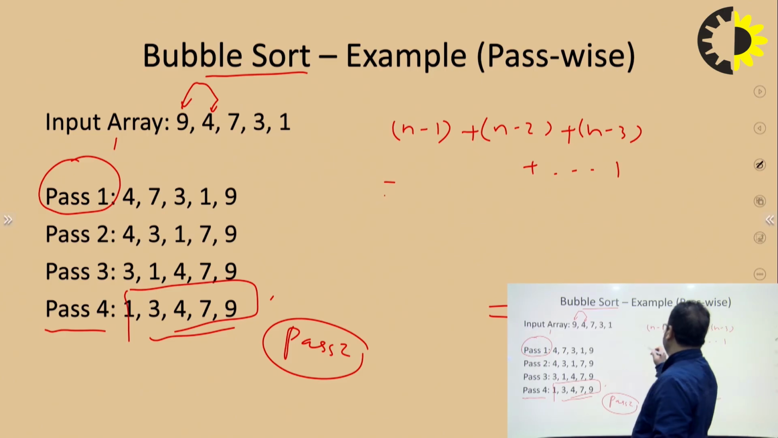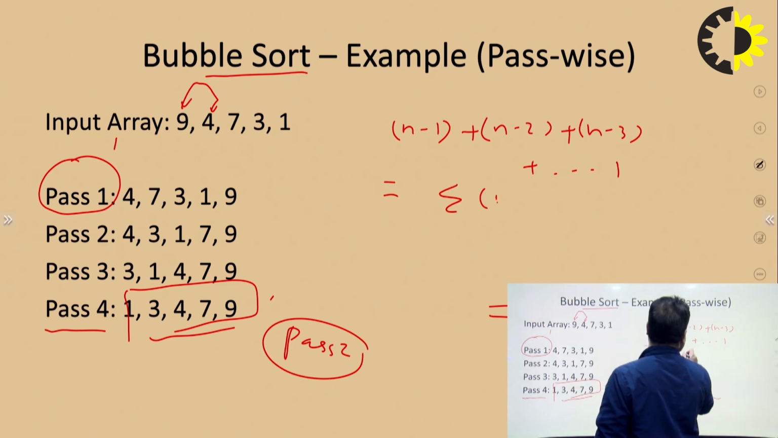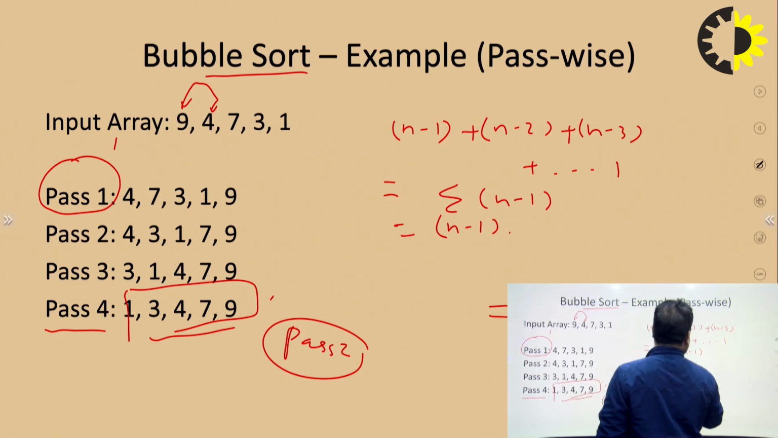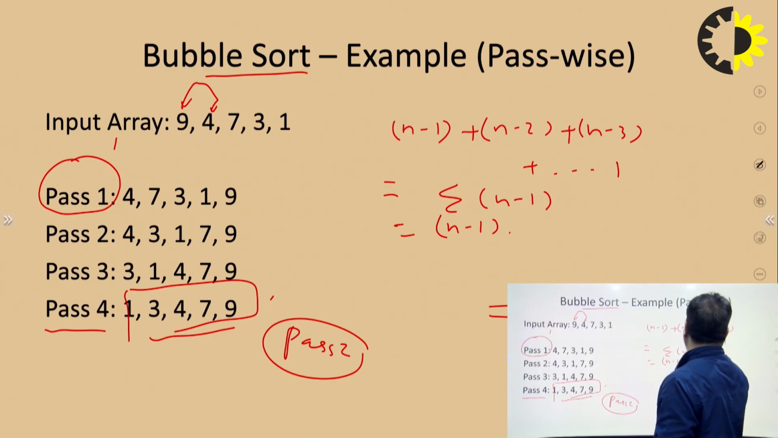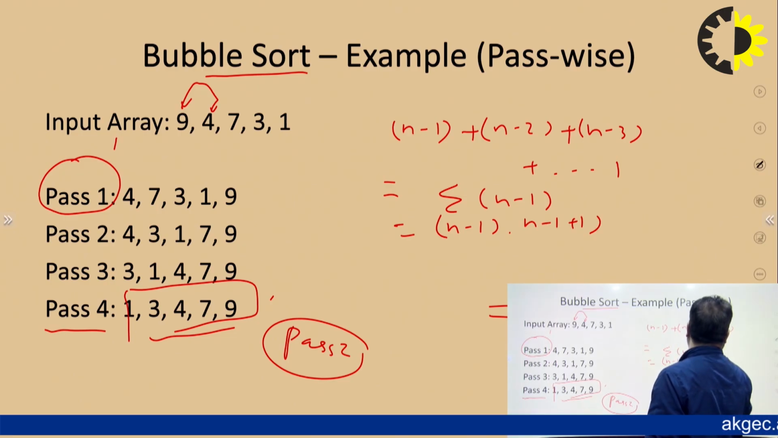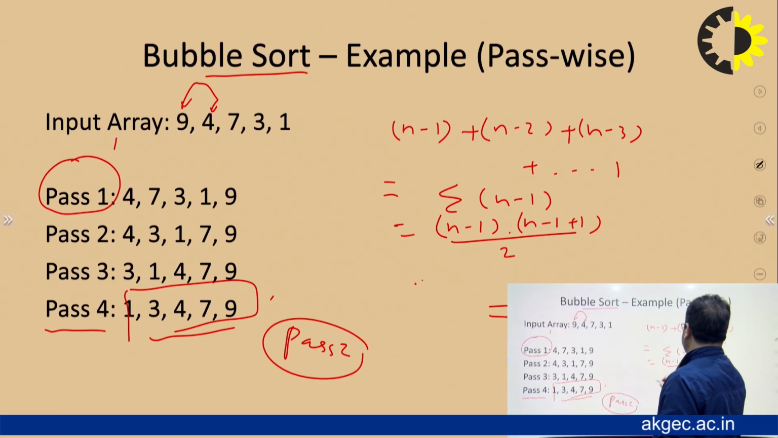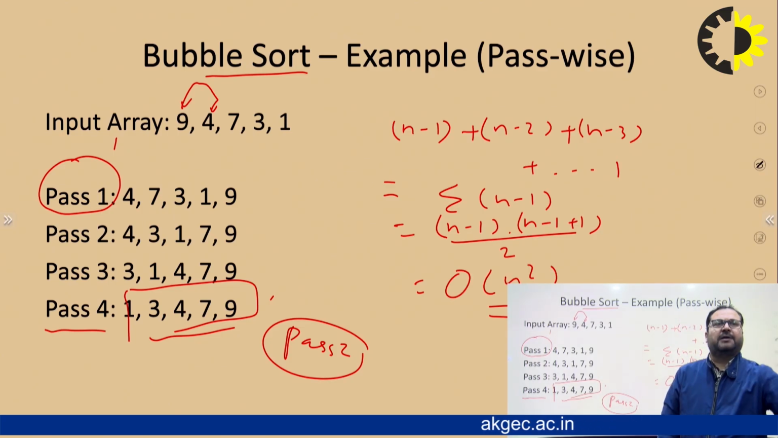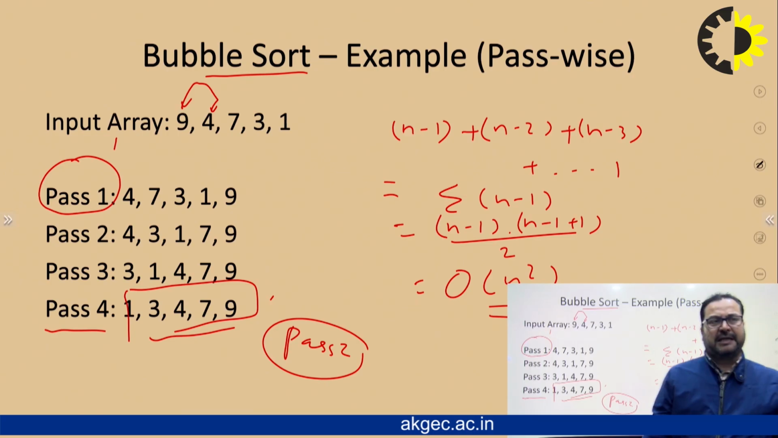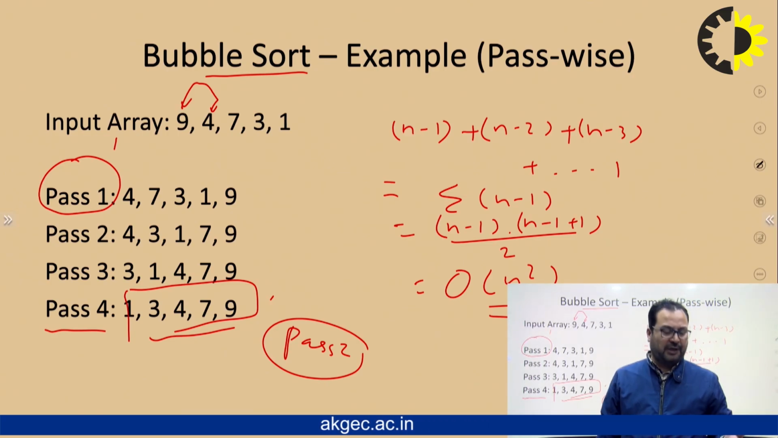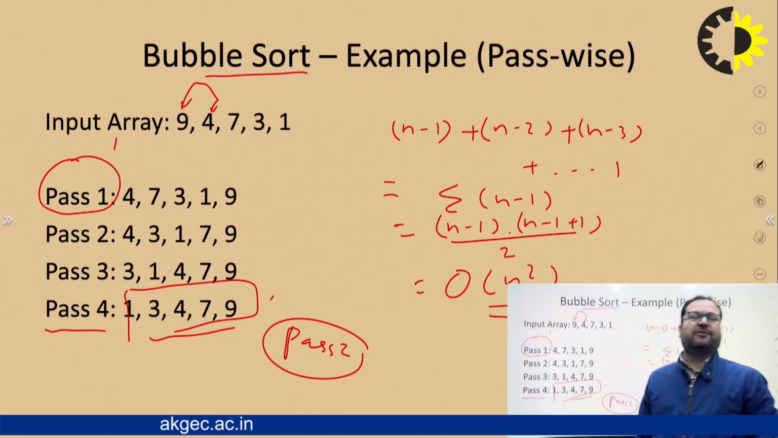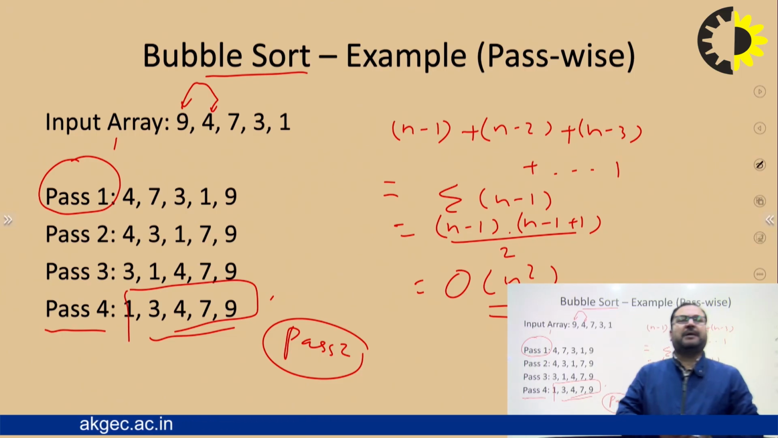So when we sum, the summation will be sigma of n minus 1, and its value will be n minus 1 times n minus 1 plus 1, divided by 2. So we see that this comes order of n square. So we will see that this fundamental sorting technique has the time complexity in general order of n square. So the process of bubble sort is quite simple.